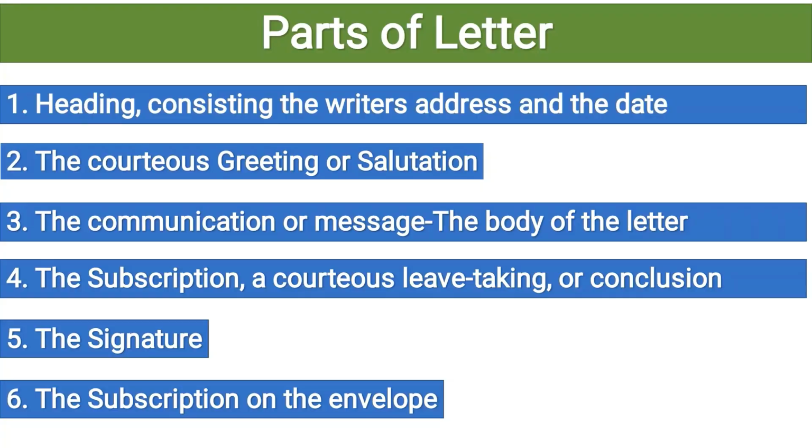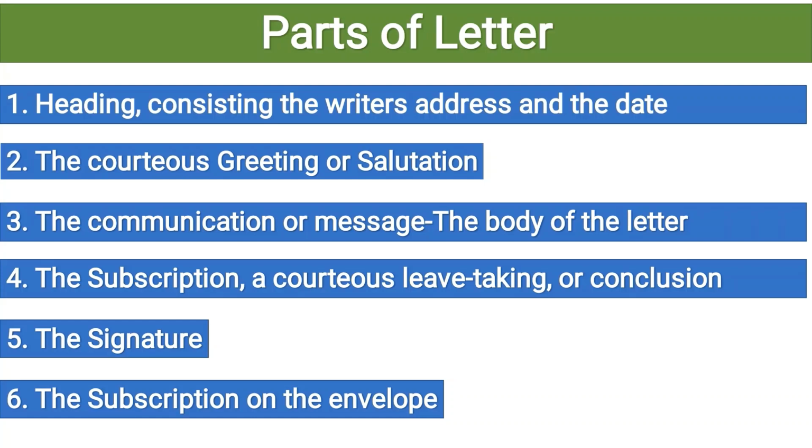Firstly, let's discuss what the different parts of a letter are. We know that technically a letter contains different parts. So basically we can say that there are 6 parts of the letter. As you can see on the screen, the first is the heading, which consists of the writer's address and date. The second, courteous greeting and salutation. The third, communication or message, which is also known as the body of the letter.